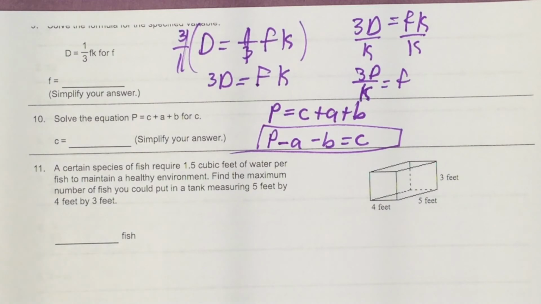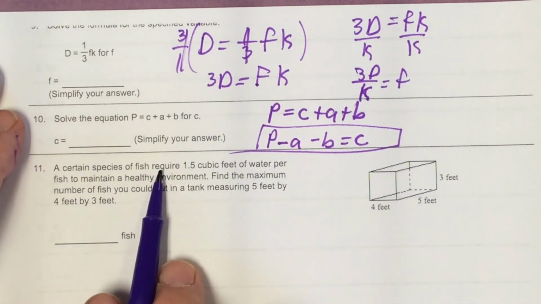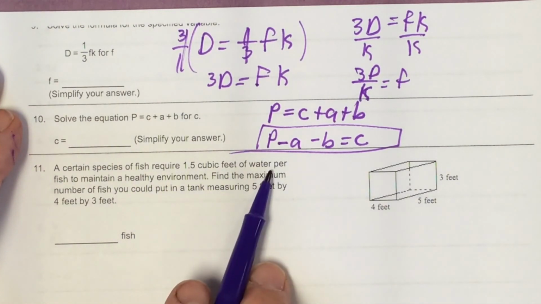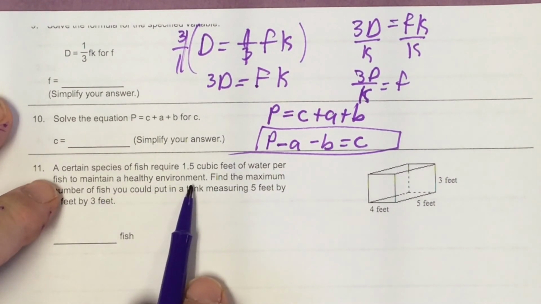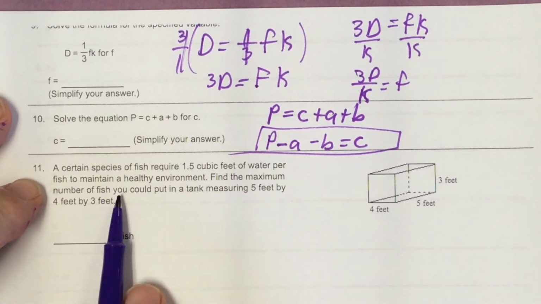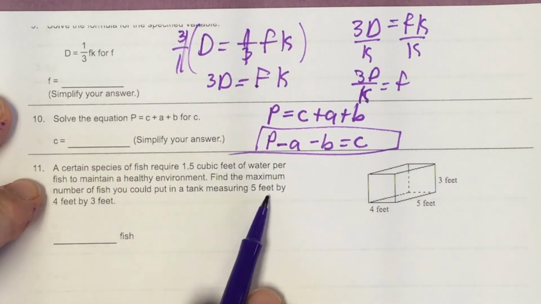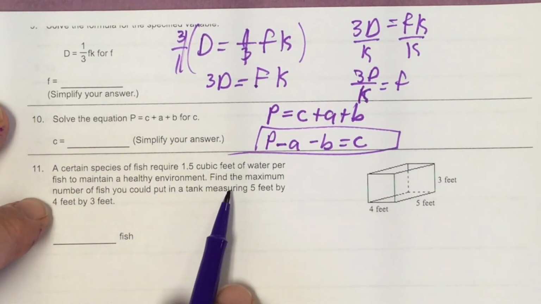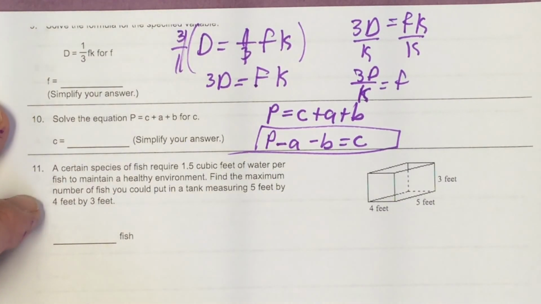Finally, in the last question, let's see what they ask here. A certain species of fish requires 1.5 cubic feet of water per fish to maintain a healthy environment. Find the maximum number of fish you could put in a tank measuring 5 feet by 4 feet by 3 feet. So what they're not telling you in this question is, how do you find the volume of a tank?